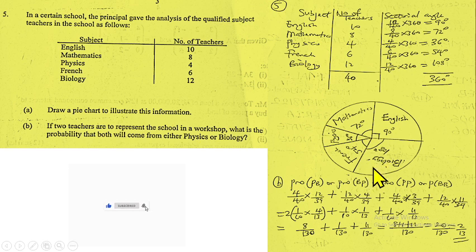Then the last one, you don't need to measure, or you can measure to confirm whether it is right or wrong. It should give us 108 degrees for biology. So that's the pie chart you are meant to construct for question number 5A.